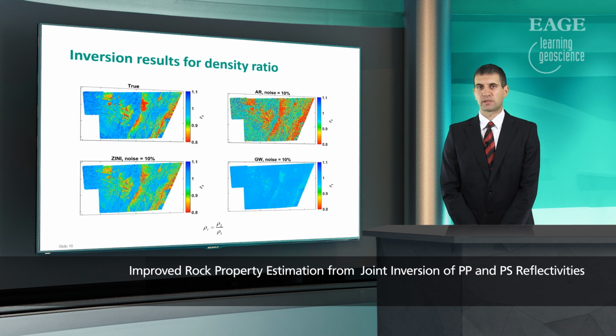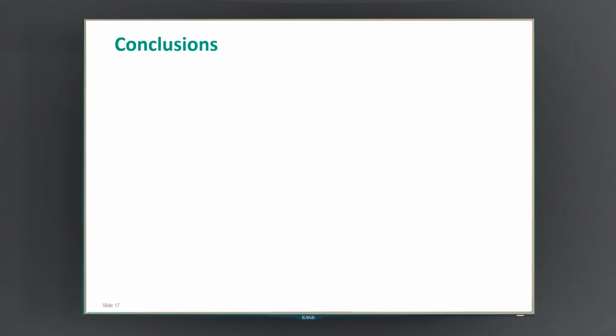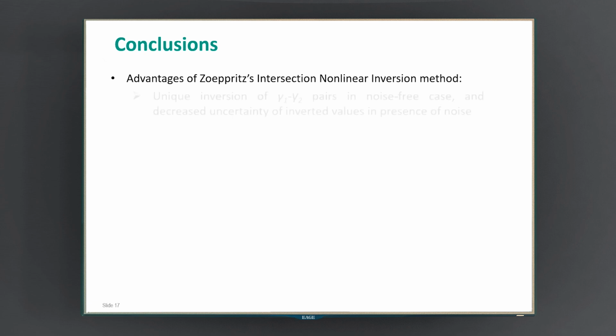In noisy case, Aki-Richards map becomes very blurry and can only be used qualitatively, while Zinio method still shows a good match to the true density ratio map. It is time to draw conclusions of this work. So the advantages of Zoeppritz intersection nonlinear inversion methods are as follows.